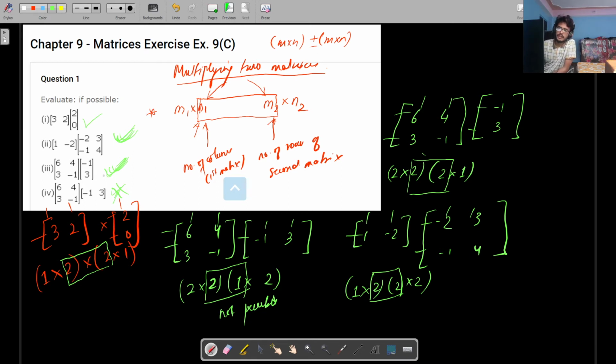So the only case where multiplication is not possible is number 4, because it's a 2 by 2 matrix and you're trying to multiply it with a 1 by 2 matrix. The number of columns of the first matrix and the number of rows of the second matrix do not match. That's the reason why multiplication is not possible. So is the criterion clear? Criterion for multiplication of matrices?